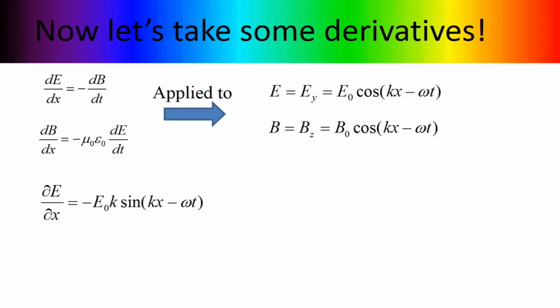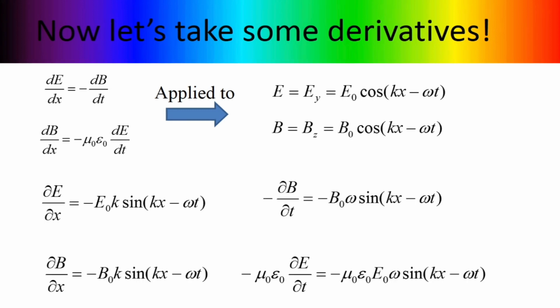So when we have an equation in terms of two or more variables, we take the partial derivative by ignoring all the other variables and treating them as constants. So for instance, if I take the partial derivative of E with respect to x, I'm going to treat time as a constant. And so using the chain rule, we have negative E times k, which comes from the inside of the cosine term, times sine kx minus omega t. So the negative sine kx minus omega t comes from the cosine term. And notice we don't have an omega because omega is the coefficient of a constant in this case.